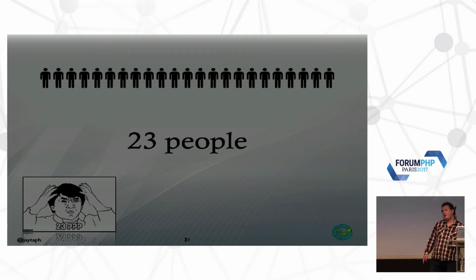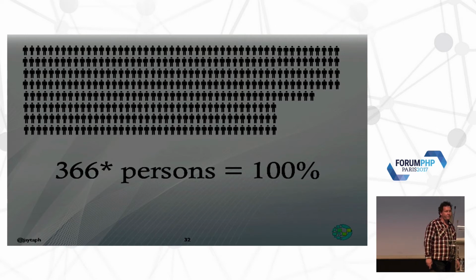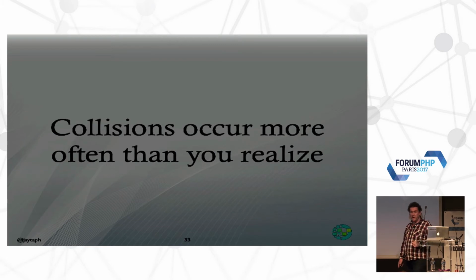How many people do we need to get 100% assurance that two people share the same birthday? 366, depends a bit on leap year, of course. If leap year, then one more. So you need 23 to get a 50% chance, but you need 366 to get a 100% chance. So that's a lot of in between. The thing with this is that collisions occur more often than you realize.